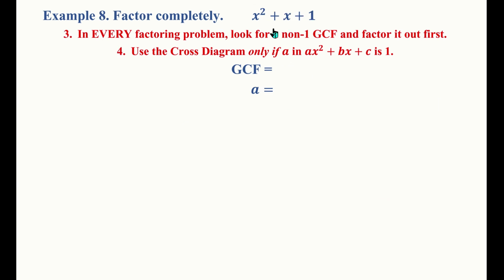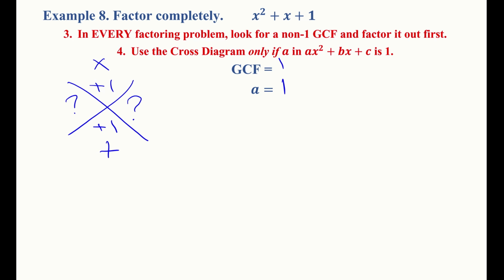How about this innocent looking problem? We want the product, well, the GCF is 1, a is 1. That means we can use the big cross, right? Looking for two numbers whose product is positive 1 and whose sum is also positive 1, the coefficient of the middle term. So can you think of two numbers whose product is 1 and whose sum is 1? Well, good luck. You're going to be spending some time here, right?